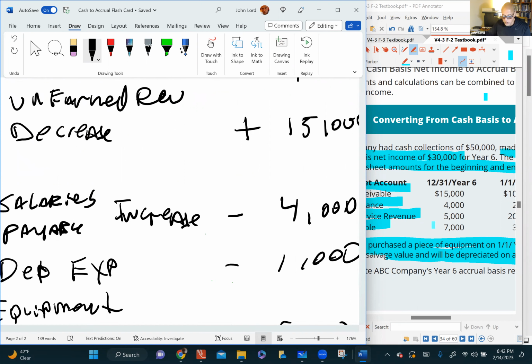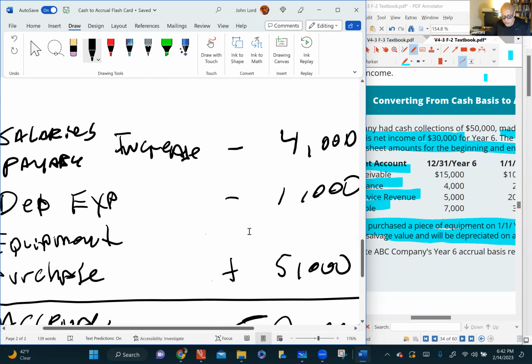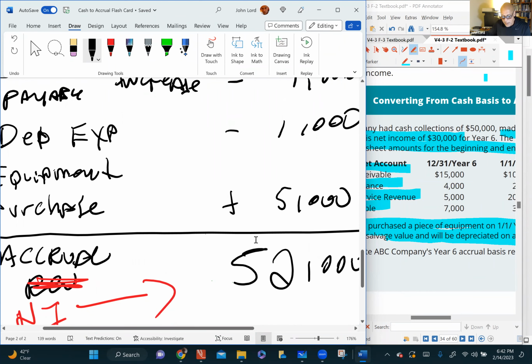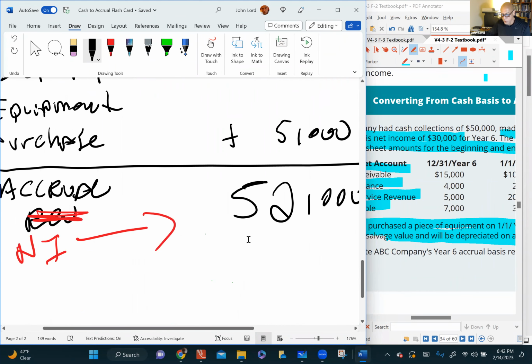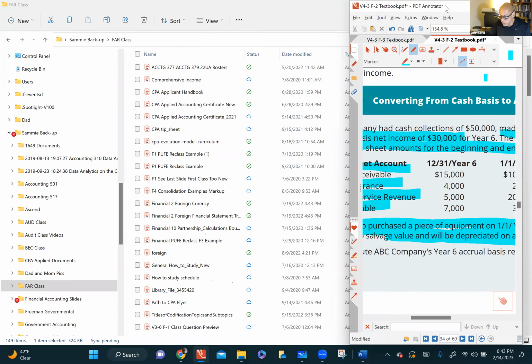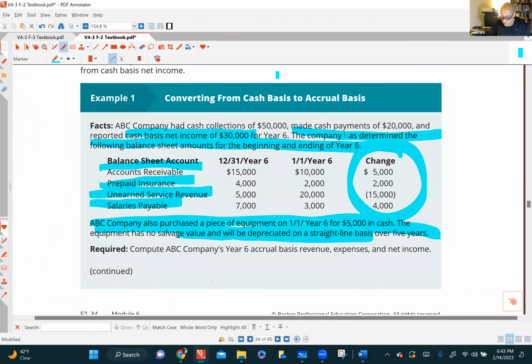Now, the $1,000 for the depreciation was what? They said the equipment was 5,000. It said it had a 5-year life with no salvage value. That's 1,000 a year. So you always subtract the depreciation, and then you add the equipment purchase, and you come up with what? Accrual net income of 52,000. That's what they're telling us is the correct solution here back in the textbook to this question, this 52,000.